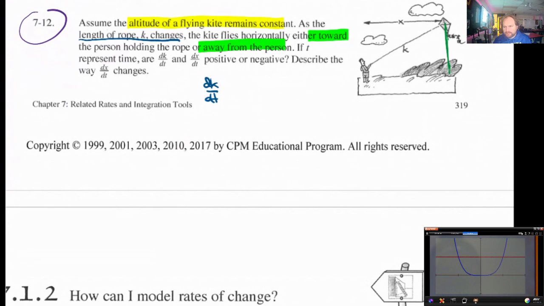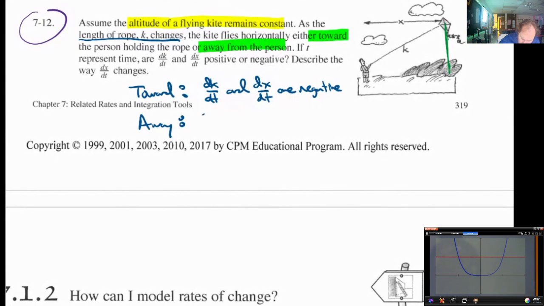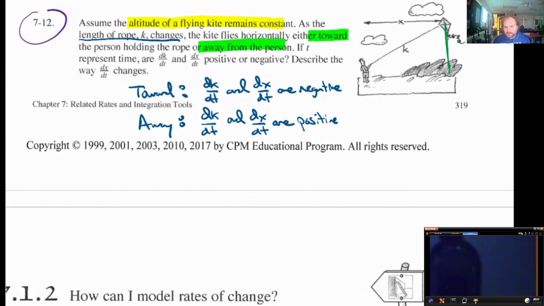In my mind, if the kite is flying toward me, I'm pulling the string in, so dk/dt is negative because it's changing. So if the kite is flying toward me, dk/dt and also dx/dt will be negative. But if the kite is flying away from me, I'm letting out more string. So that means dk/dt, the rate at which the string length changes, and therefore the horizontal length changes, is going to be positive. And that's because the height is not going to change. The altitude is constant right there.